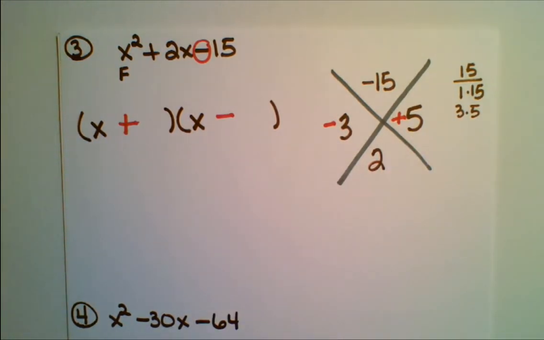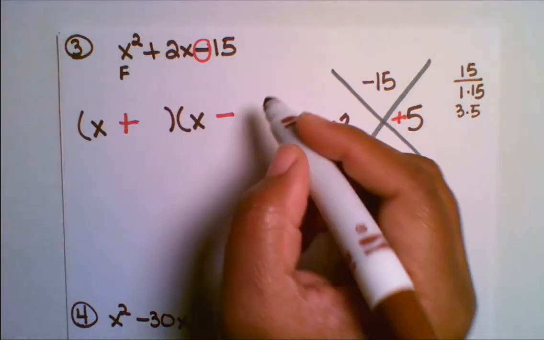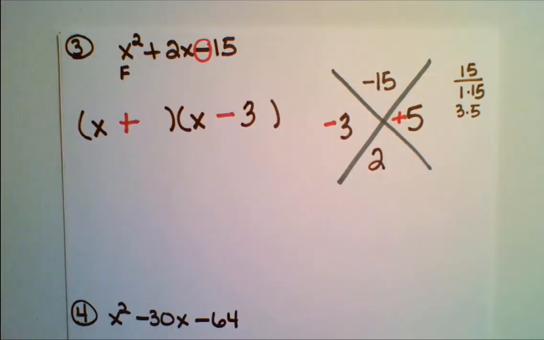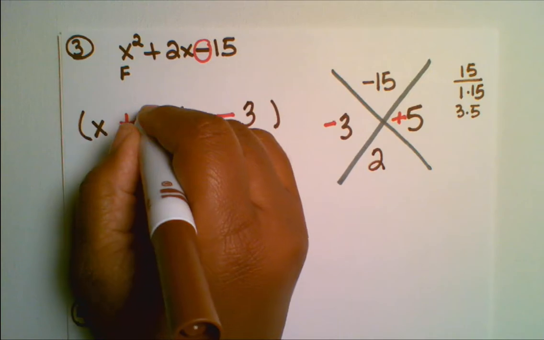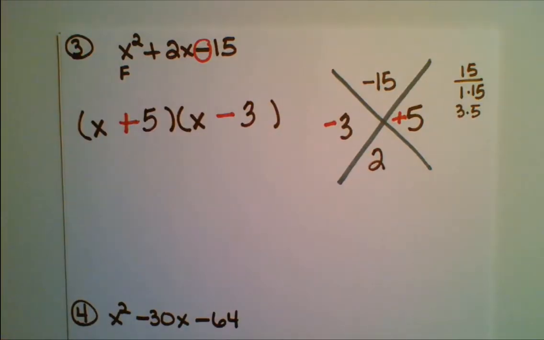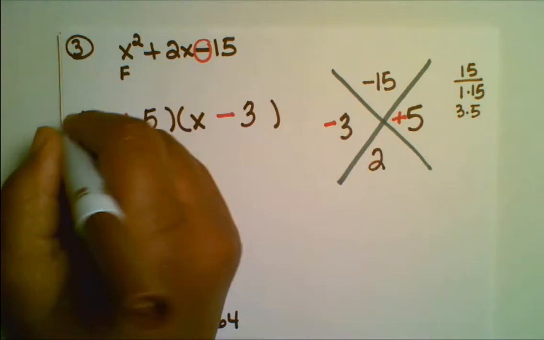So we want the 3 to be negative, so we're going to put it next to our minus sign, and we want the 5 to be positive. We're going to put it next to our plus sign. So there we go. X plus 5 times x minus 3. And that is our solution.